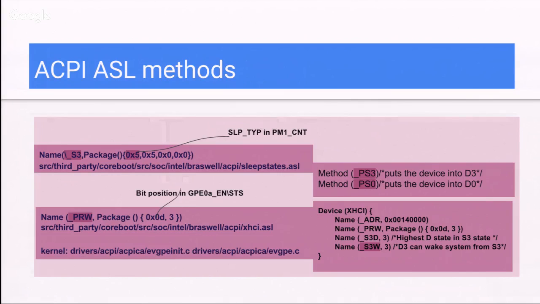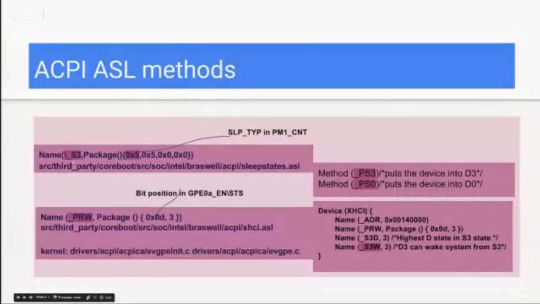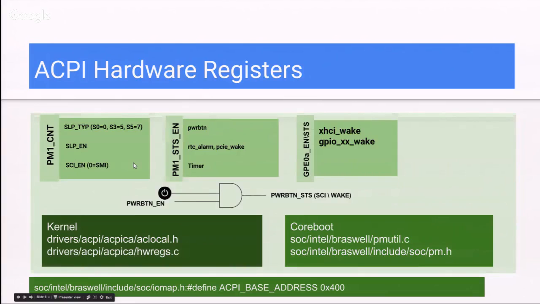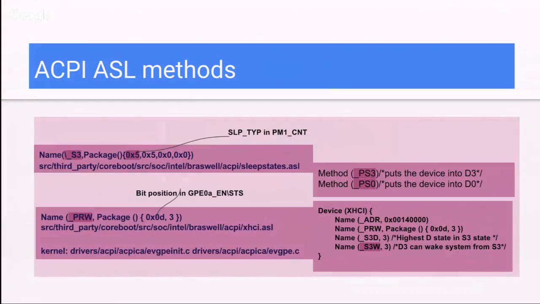And if you look at the ASL methods, some of them are important. So this underscore S3 method is how we tell the OS what to write into the PM1 control register that we saw here. So that value, S3 equal to 5, is actually given through this method. So the OS blindly needs to find the offset to that register and write this value in there to put the system into S3.